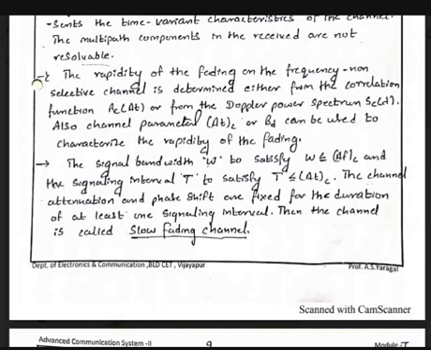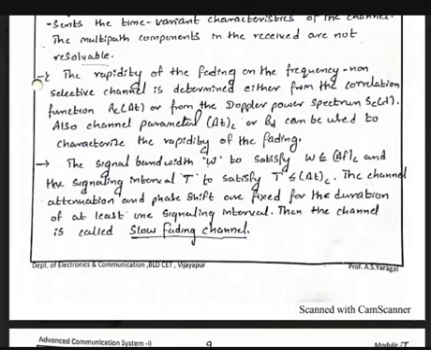Certain parameters are there here, like delta T, that is coherence time, and BD, the Doppler spread. These can be used to characterize the rapidity of the fading, how much a channel has faded. Based on these parameters we can define either the correlation function or the Doppler power spectrum, the coherence time or Doppler spread.